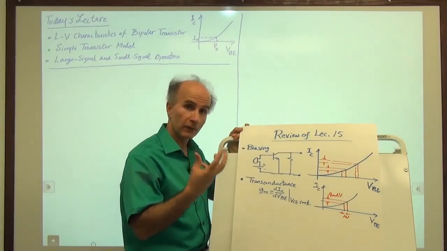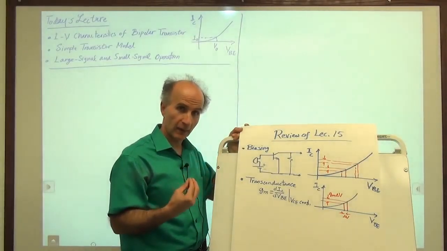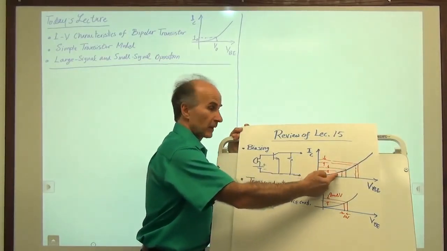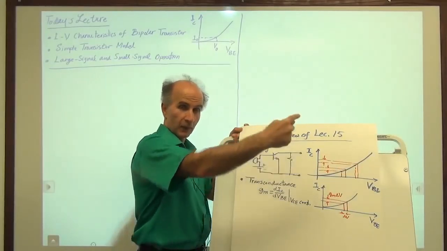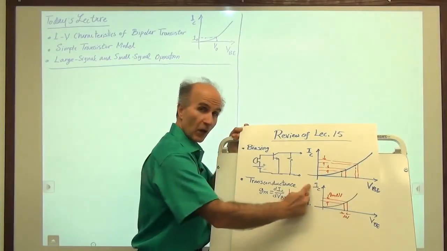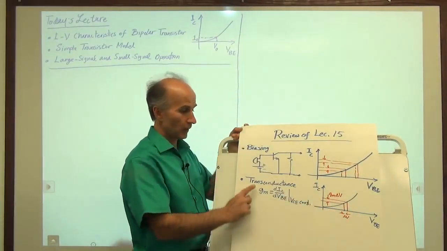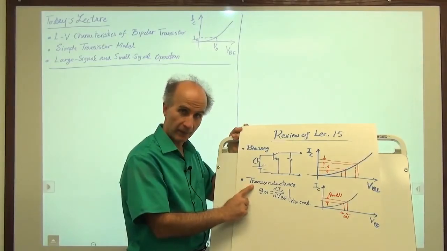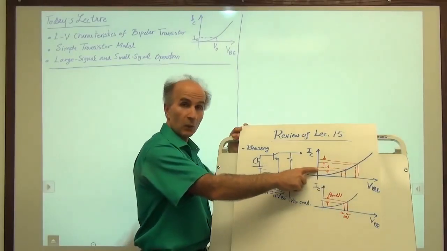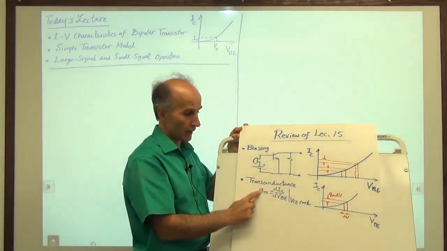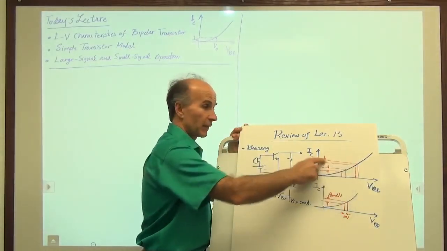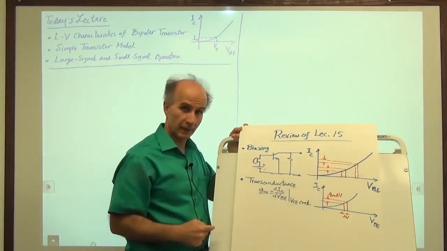And to quantify that effect, to represent that effect, we said, why don't we look at the slope of the characteristic? Here we have a lower slope, here we have a higher slope, because this is an exponential function. So we defined the slope of this characteristic, IC versus VBE, to be the transconductance of the device. If the device is biased here and it has a certain current, let's say 1 milliamp, then it has a certain transconductance. And if it's biased here, it has a higher amount of current, so it has a higher transconductance.